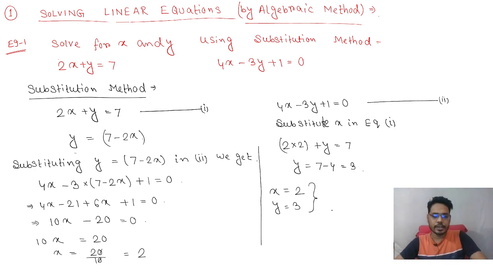That will be the required answer of this question. First we find the value of y, then substitute the value of y in equation number 2, and we will get the value of x easily. And then you have to substitute the value of x in equation number 1. You will get the value of y, that is 3. Now we can easily find the values of x and y, that are 2 and 3.